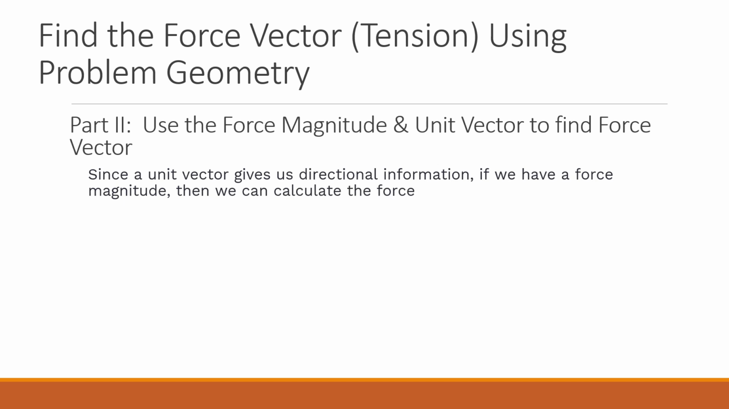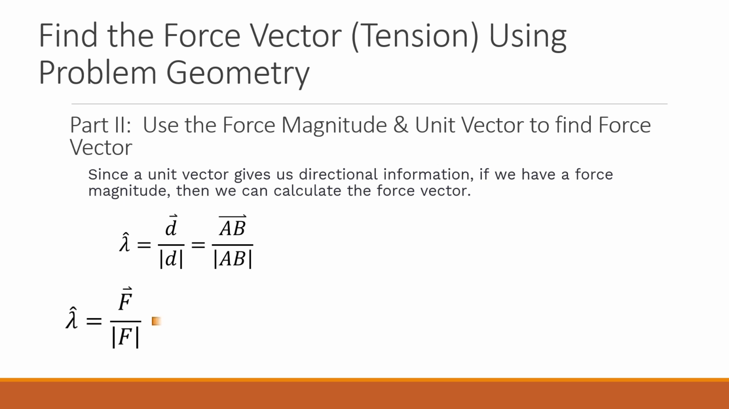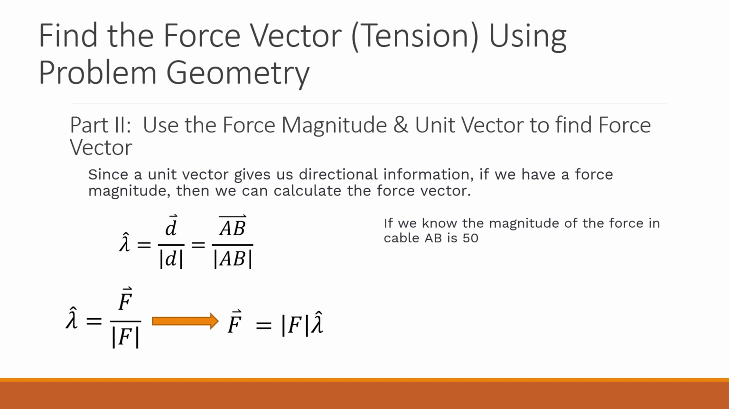So just like our unit vector is our vector divided by its magnitude, we can use the same thing. The unit vector is going to equal the force divided by its magnitude, because we know that the force and the cable go in the same direction. We can rewrite that equation to be that the force vector is equal to the force magnitude times the unit vector. If we know the magnitude of the force in this cable is 50 units, then we can redistribute that 50 units out into each of those terms, again, to get our final answer for the force vector.